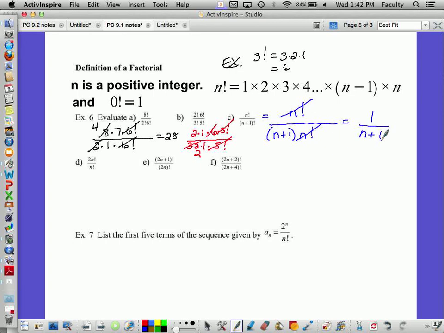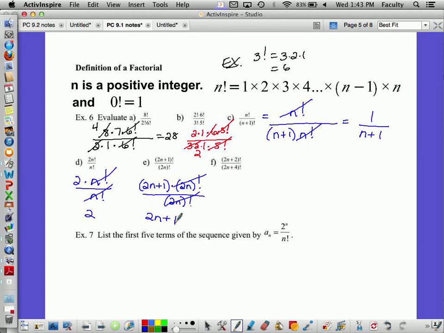Now letter D. Is there a parenthesis around the 2 with the n? No. So this means 2 times n factorial over n factorial, and the n factorials cancel. Letter E. Okay, which one's bigger, the numerator or the denominator? The numerator, just by 1. So watch what I'm going to do. I'm going to just start decreasing by 1. And then look, I get the denominator. There is a parenthesis around the 2n down there. And then those cancel, and I get 2n plus 1.